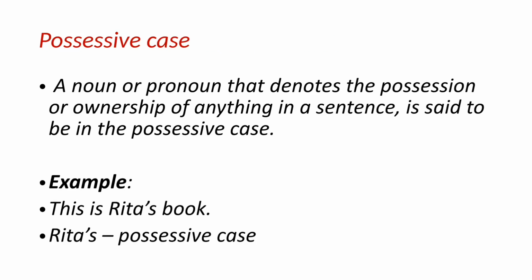And the third one is possessive case. When a noun shows the possession or ownership of anything in a sentence, it is said to be in the possessive case. Here is an example. This is Rita's book. Rita's, apostrophe S is used here. It shows possession, ownership, belongingness. Whose book? Rita's. So Rita's is said to be in the possessive case.